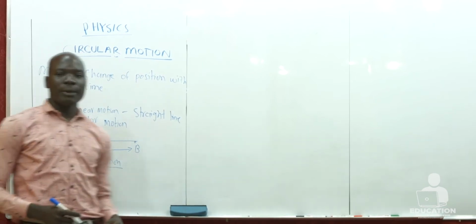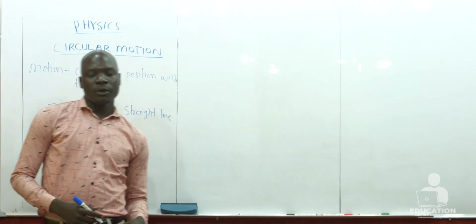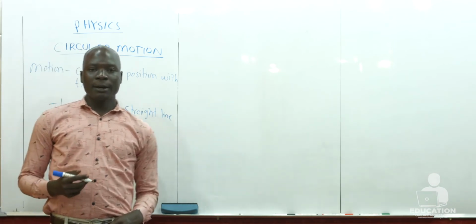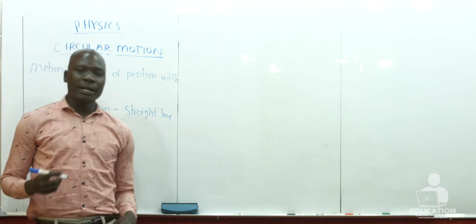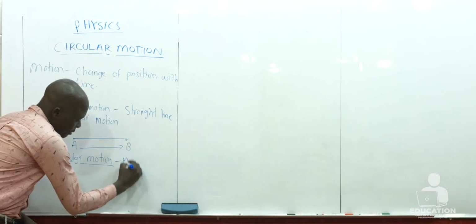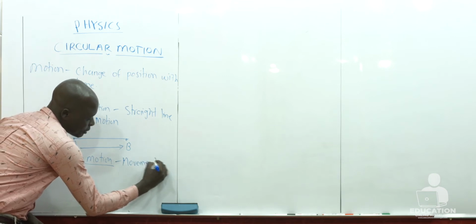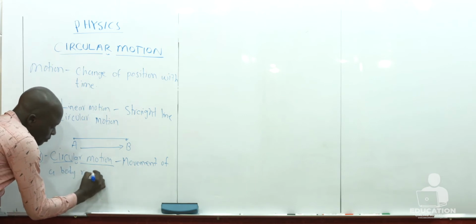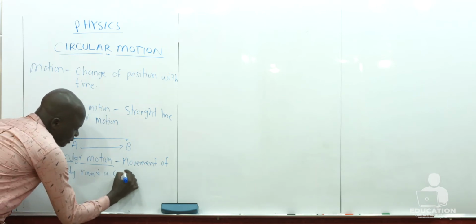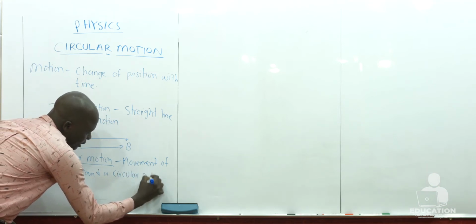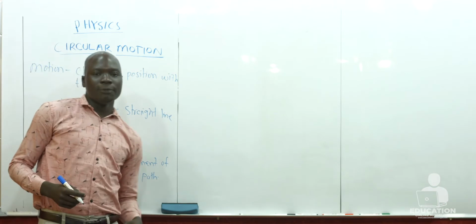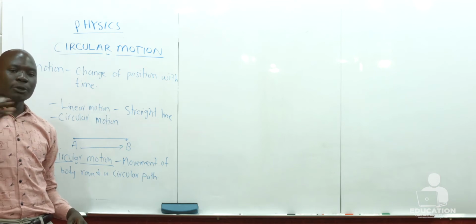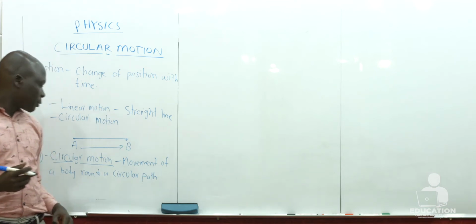Now, what do we understand by the term circular motion? We say circular motion refers to the motion of a body in a circular path, or we say it is the movement of a body round a circular path. Meaning when a body moves in form of a circle, when it starts from one point to another in form of a circle, that motion we call a circular motion.